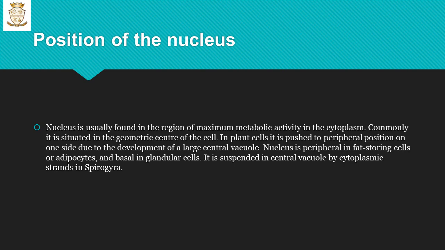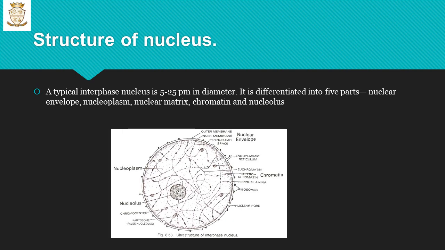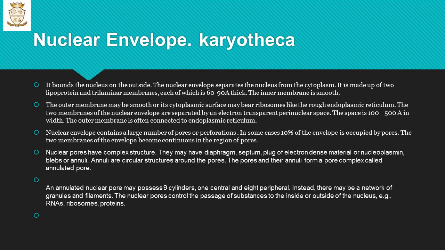Approximately, the nucleus is present at the central region of the cytoplasm. As we already discussed the structure of nucleus, it contains a nuclear envelope, nucleoplasm, nuclear matrix, chromatin, and nucleolus. Now let's see each of the components in detail. Nuclear envelope. It is the outermost bound structure.